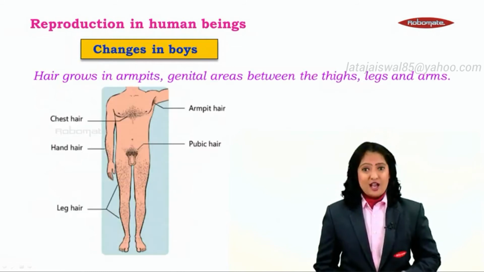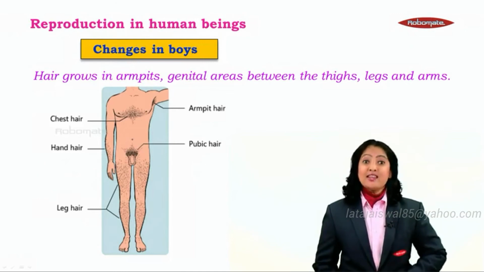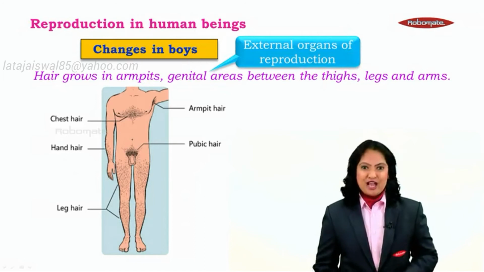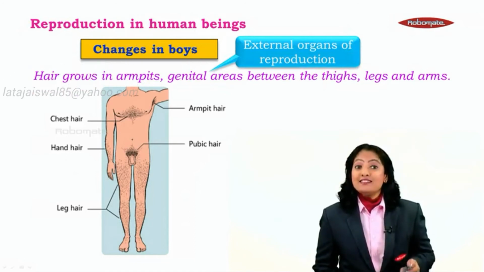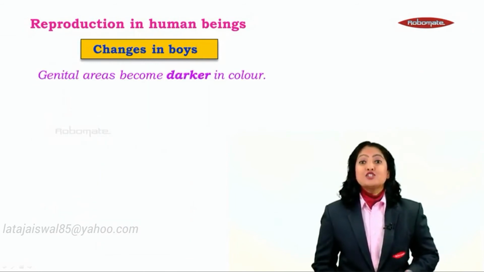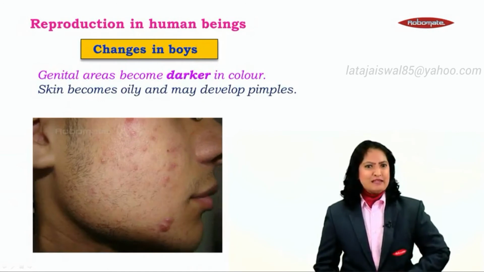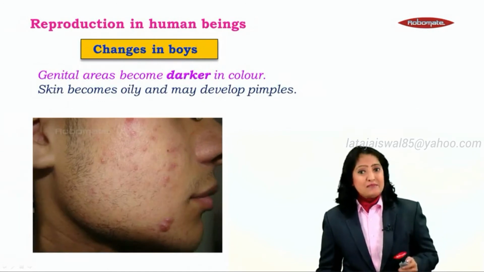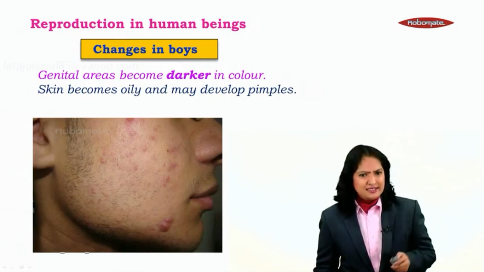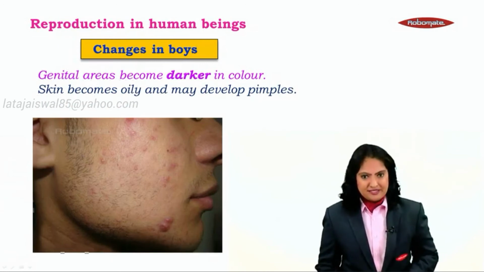Changes in boys. Hair grows in the armpits and genital areas. Again, genital areas means the external organs of reproduction between the thighs. Furthermore, students, genital areas become darker in color, again due to excessive melanin pigment, and the skin becomes oily and may develop pimples. Just like in girls, their skin becomes oily and they may also develop pimples.